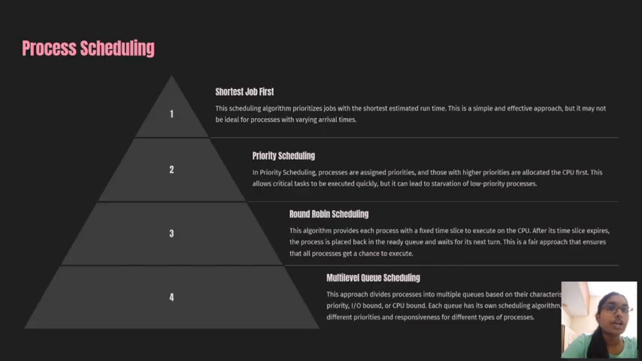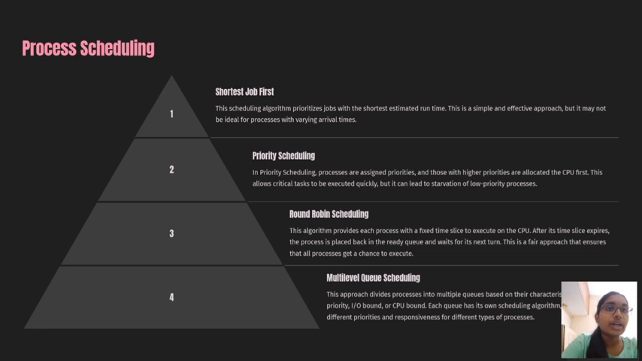Process scheduling. First, shortest job first. Second step is priority scheduling. Third step, round robin scheduling. And fourth one is multi level queue scheduling. Shortest job first. This scheduling algorithm prioritizes jobs with the shortest estimated runtime. This is a simple and effective approach, but it may not be ideal for processes with varying arrival times.